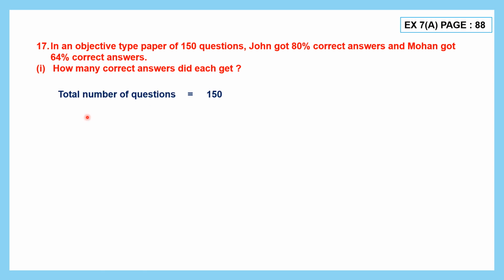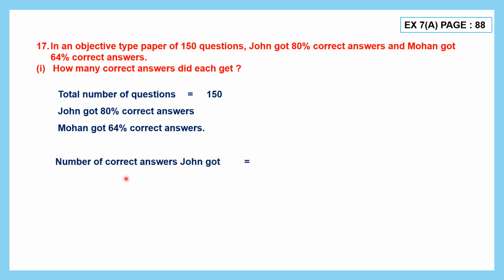So let's begin by saying total number of questions is 150. Now this is what is given to us. John got 80% correct answers. Mohan got 64% correct answers. Now we're going to see how many correct answers each one got. So number of correct answers John got will be 80% of 150, the total questions. So this is 80 by 100 into 150.